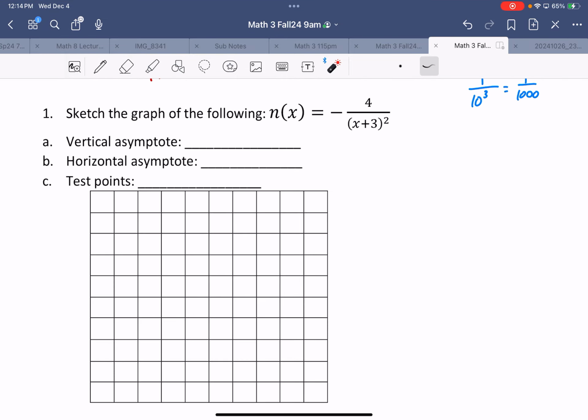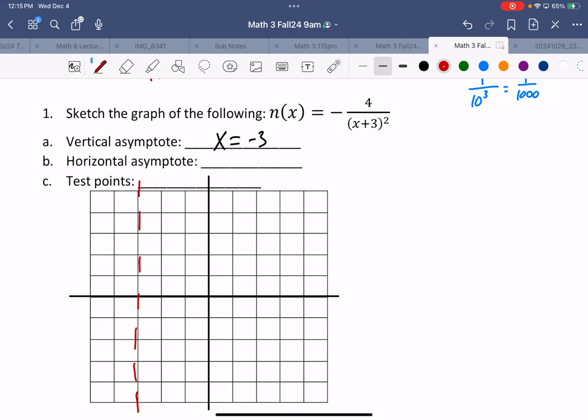Now we did a similar example of this a second ago, right? Where x at -3 is where my vertical asymptote is going to be for this one. So at -3, I have this vertical asymptote. And because the degree of the denominator is bigger than the numerator, I also know I have a horizontal asymptote at y equals 0.